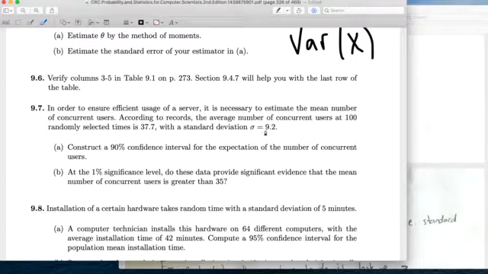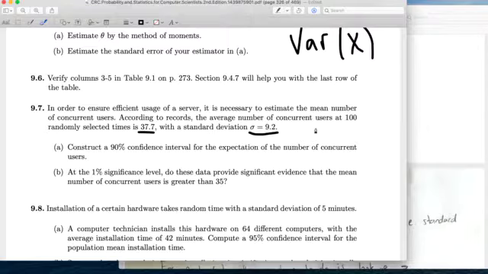Now, this sentence, the second sentence, is actually rather ambiguous. As you can see, there is no parameter associated with the sigma. Is it the standard deviation of the average number of concurrent users? Because it could easily be understood like that, right? According to records, the average number of concurrent users at 100 randomly selected times is 37.7 with a standard deviation of 9.2. So from this sentence, I can understand this 9.2 is the standard deviation of this average.